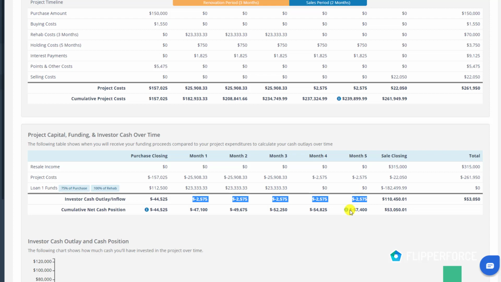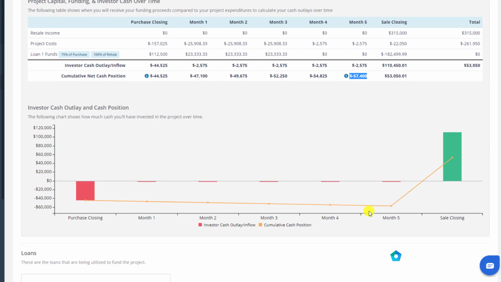Now overall, by the end of month 5, when the project is completed, it looks like we're going to have about $57,400 of cash invested into this deal. The investor cash outlay and cash position table at the bottom shows how much cash you'll be investing into the deal during each stage and each month of the project, as well as shows your net cumulative cash position throughout the project.